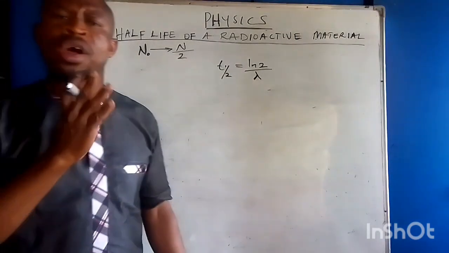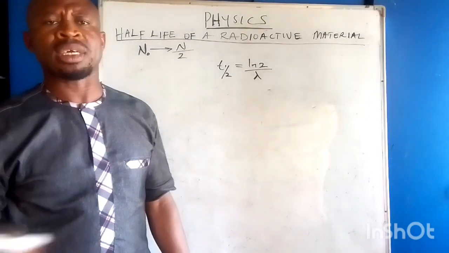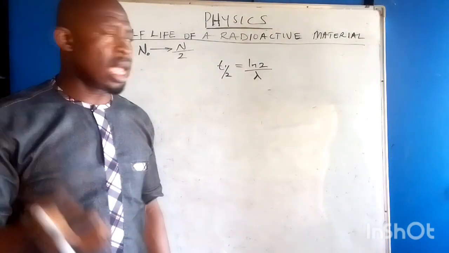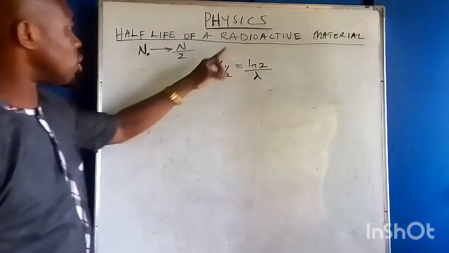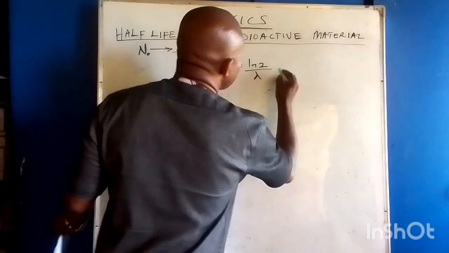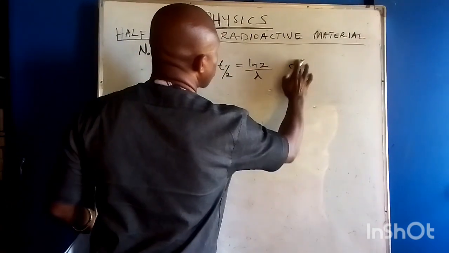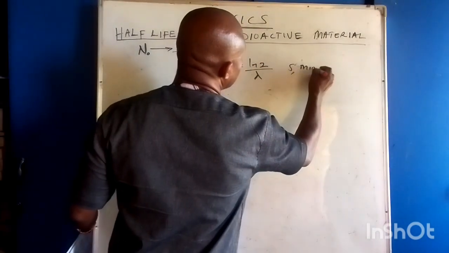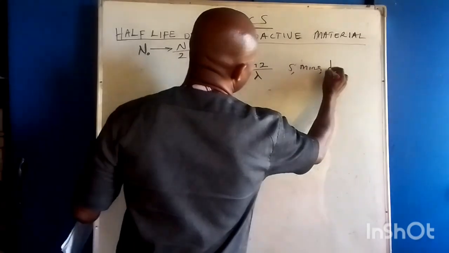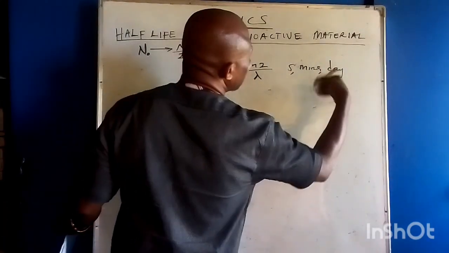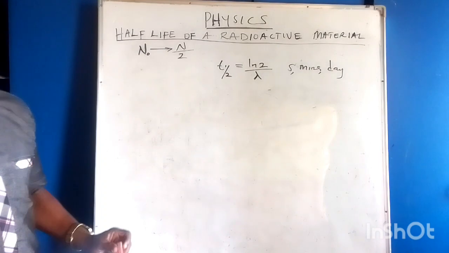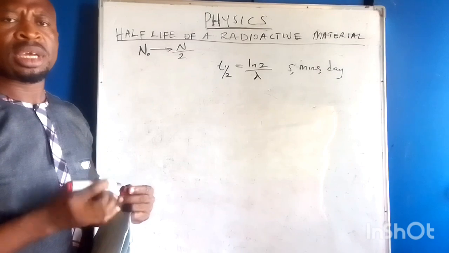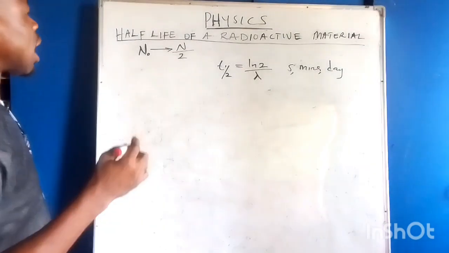Different elements decay at different rates, so the time taken for an element to decay is what we refer to as its half-life. The unit can be in seconds, minutes, days, months, or years. Certain elements decay or disintegrate at different times.